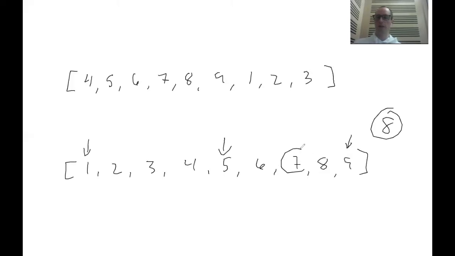So we'll take the middle value, which is 7. We'll compare it to our target. Are they equal? No, they are not. Is 7 less than 8? Yes, it is.